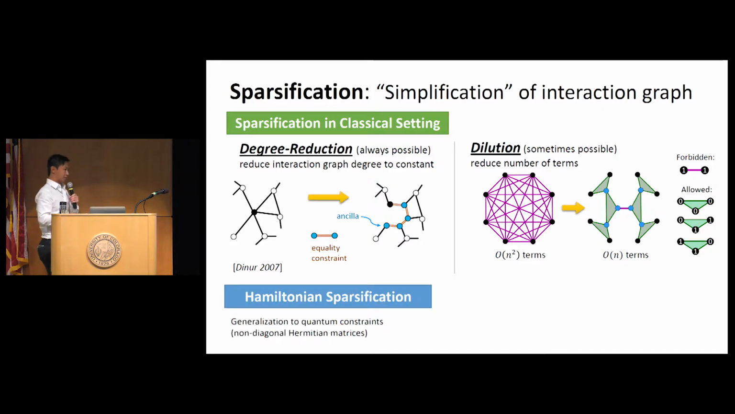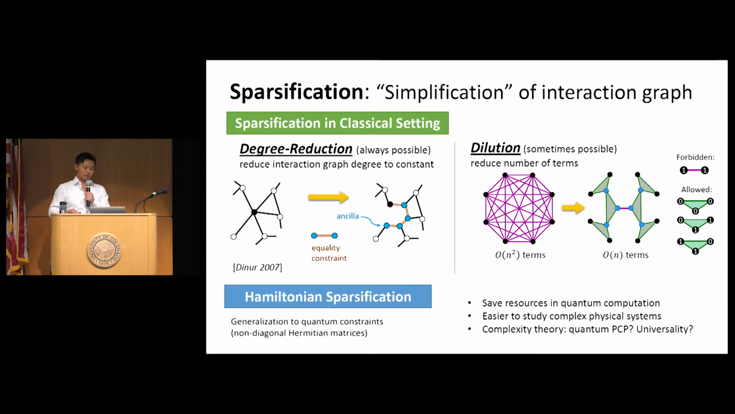Now, Hamiltonian sparsification is a notion that we introduced, which is basically the generalization of these problems where we look at quantum constraints instead of classical. And this is motivated by, for instance, the fact that it could be helpful in saving resources in quantum computation. It could also make it easier to study complex hypothetical physical systems by enabling the construction of simpler models. And it also has applications in complexity theory. For instance, we can try to quantize Dinur's proof for PCP to maybe construct quantum PCPs. And maybe it also helps for some notion of universality in Hamiltonians.